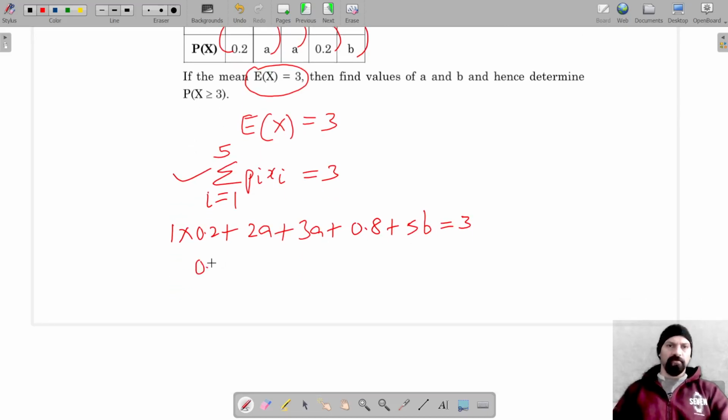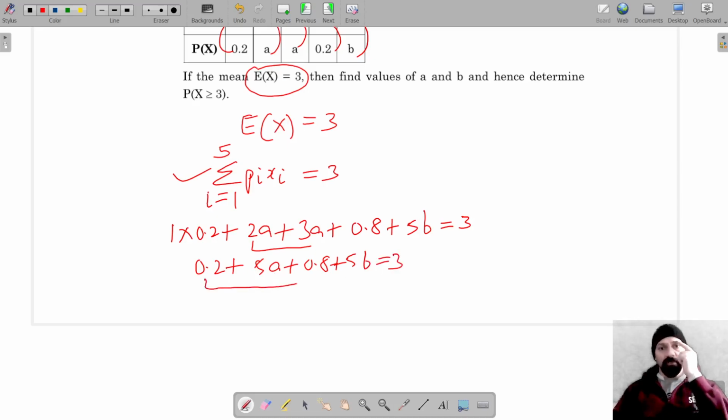Okay, this is now 0.2 plus 2a plus 3a is 5a, plus 0.8 plus 5b is equal to 3. Now 0.2 plus 0.8 is 1. So we get 5a plus 5b is equal to 3 minus 1 is 2. So this is our first equation.